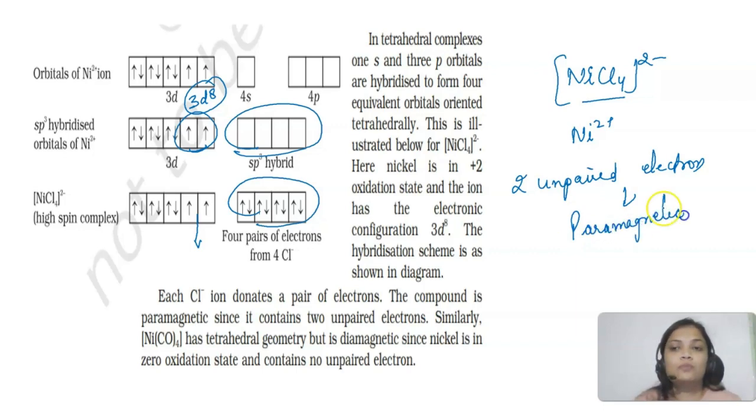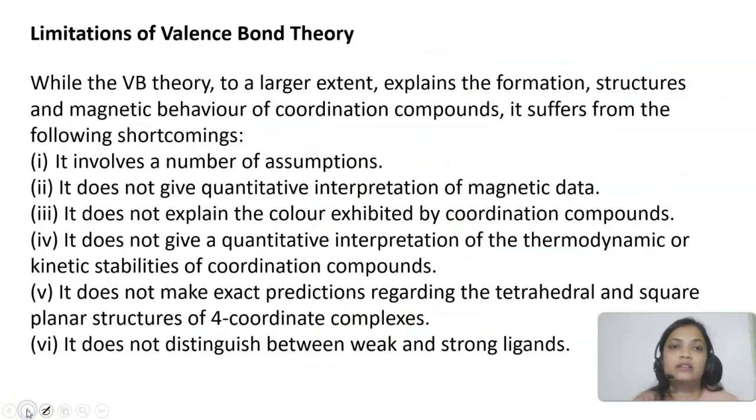So from the bonding and the hybridization, we get to know the number of unpaired electrons, and we also get to know the geometry. So [NiCl4] will have a tetrahedral geometry. Okay students, I hope this is clear. This is how valence bond theory helps us write the structures.